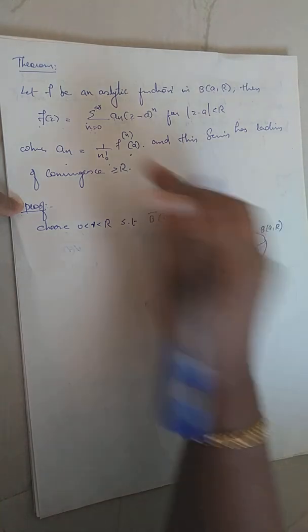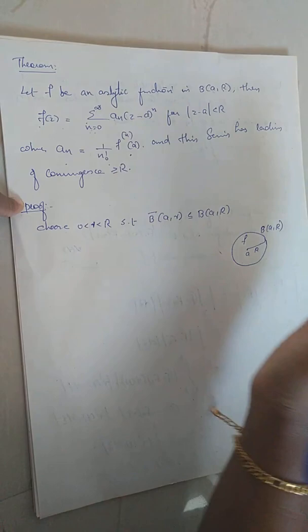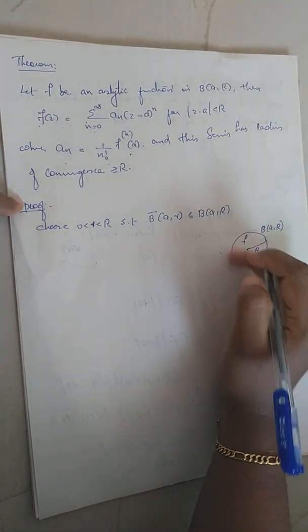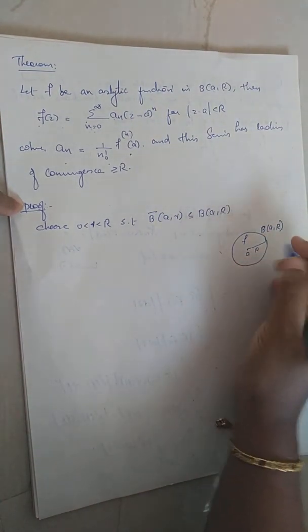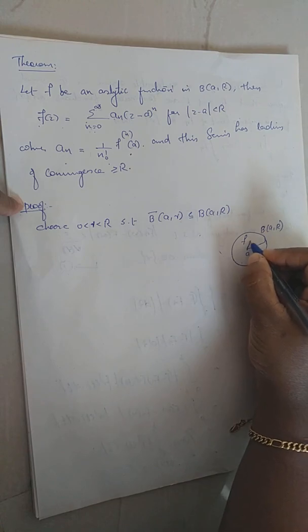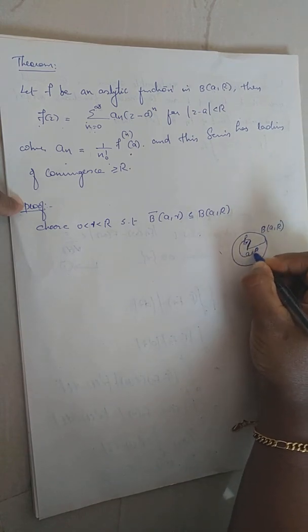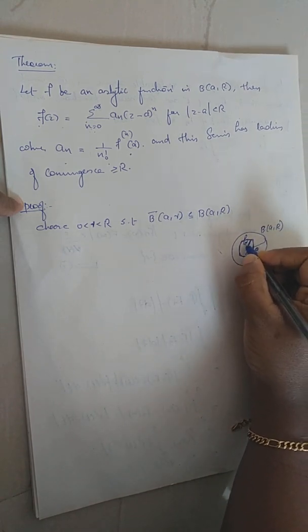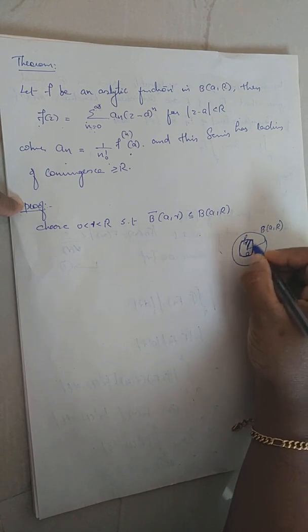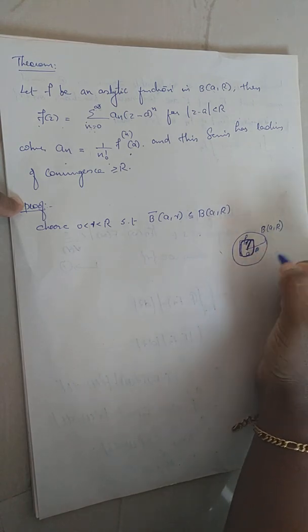Then f(z) has this power series expansion formula. That is what we need to prove in this region. Now we are considering a small radius r which is less than capital R, such that its closure, the closed neighborhood of a with radius r, is completely contained in B(a, R).